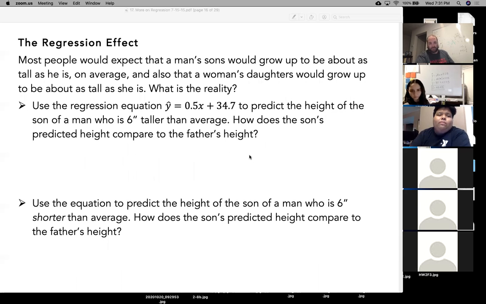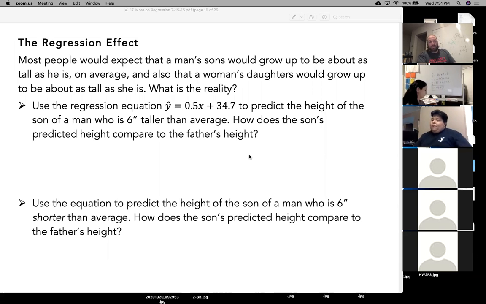Now, the regression effect. Wait, Professor, so what would it be? It would be 43.43? 43.43. That's the grade that you think she would have gotten had she actually taken it. Okay, thank you. So let's give her a 43.43.